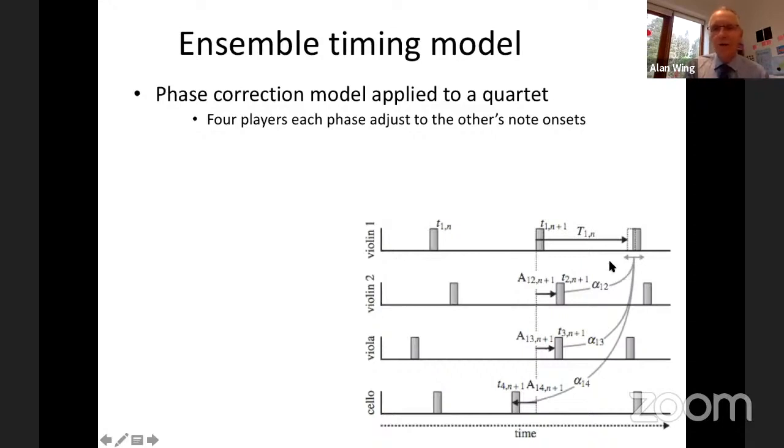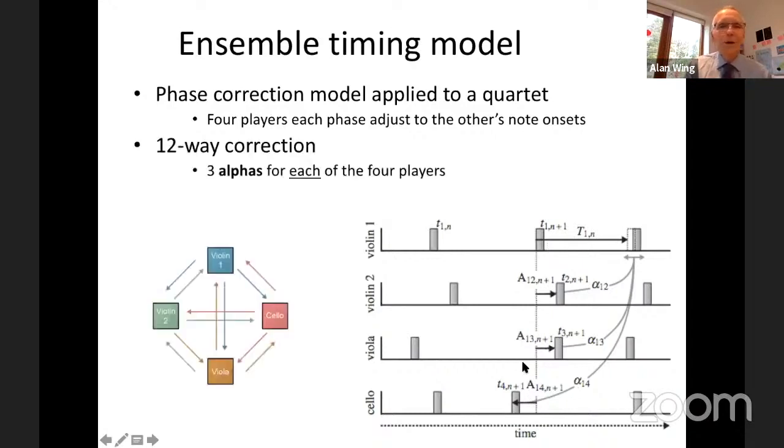So this kind of a weighted correction could give more weight, for example, to the second violin, less weight to the viola and the cello, because perhaps the first violin doesn't trust the timing of the other two players to the same degree. So this kind of a model, this simple linear phase adjustment model, involves 12 correction parameters. There are 3 alphas for each of the 4 players, 3 correction parameters for each of the 4 players. So you get this sort of network diagram of who is depending on whom and how strongly.